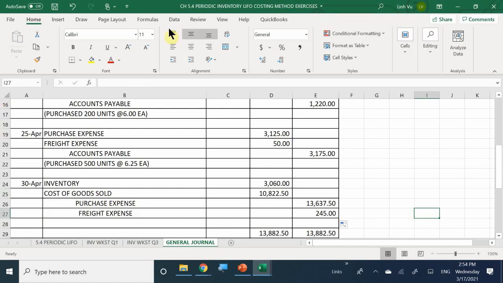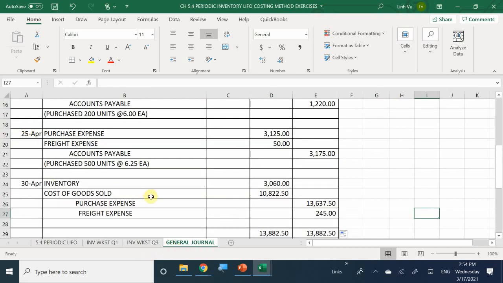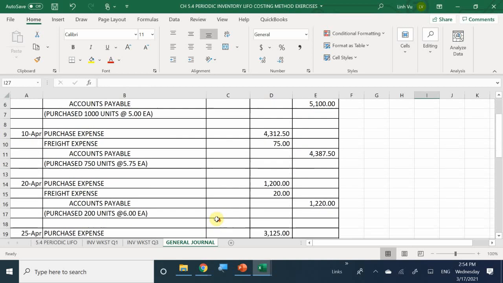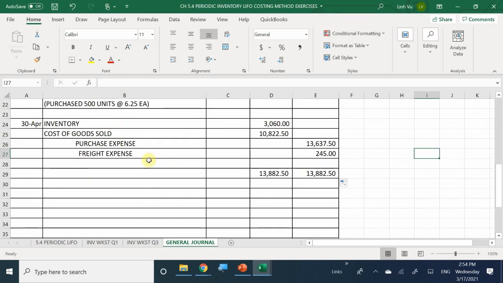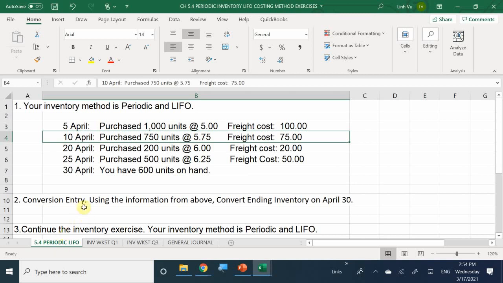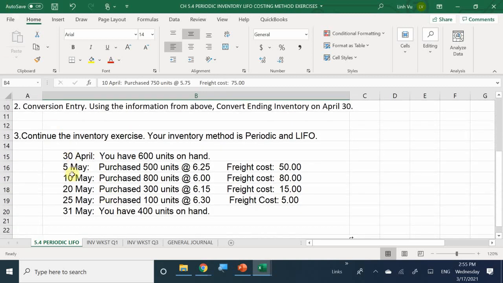So let's go ahead and do the second problem, and I'll let you guys go on a break after this. So this one, I only wanted you guys to practice journalizing the first section only. The next section you don't have to do, but you do have to journalize that ending, the conversion entry for the second scenario. Okay, so let's go ahead and do this. Now we're going to be continuing our inventory. Our inventory is still going to be periodic LIFO.